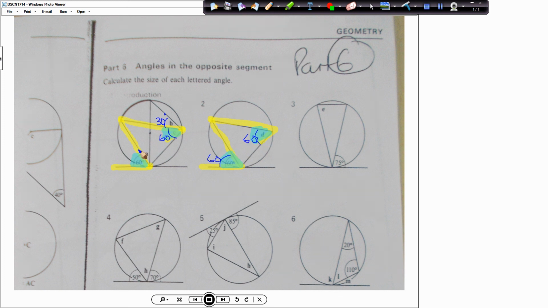Okay, so I've missed out A in the previous question. That's a radius, that's a tangent. So altogether this angle has to be 90. That's already 60. So A is left over, so A will be equal to 30. Okay, thank you for pointing that question out.